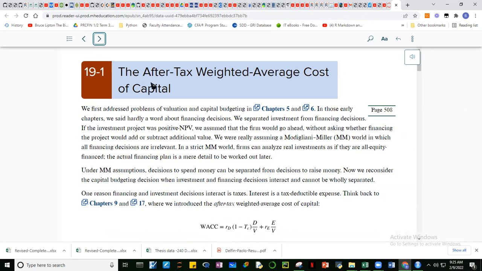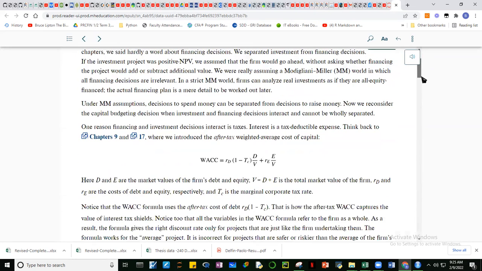It's also called after-tax WACC or after-tax weighted average cost of capital. Why is it after tax? If you take a look at this formula, okay, the weighted average cost of capital is your cost of debt. R sub D here is your cost of debt. This is the cost of borrowing funds. And then we net it with the tax, 1 minus tax rate.